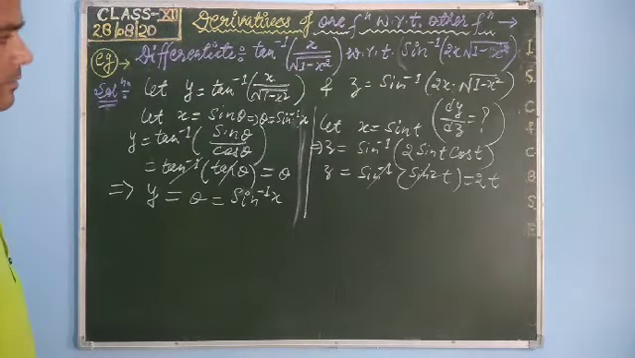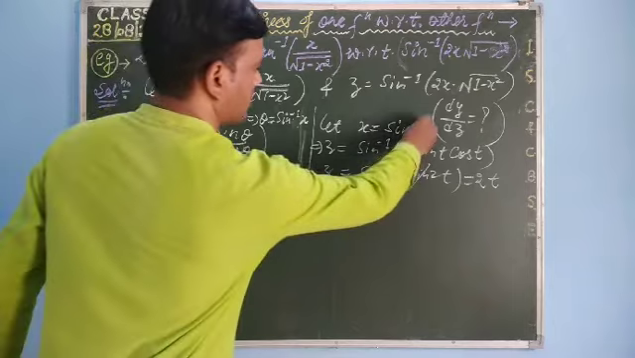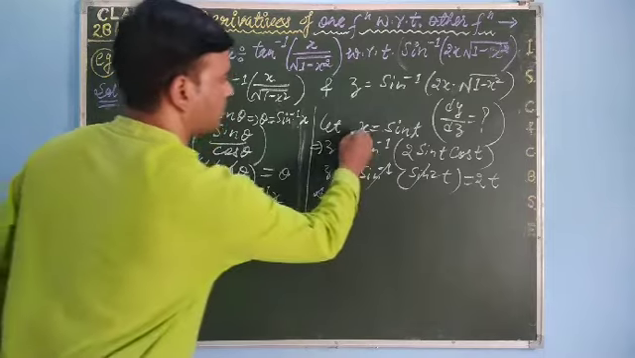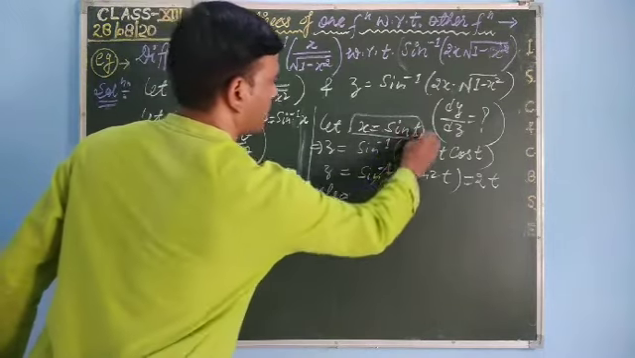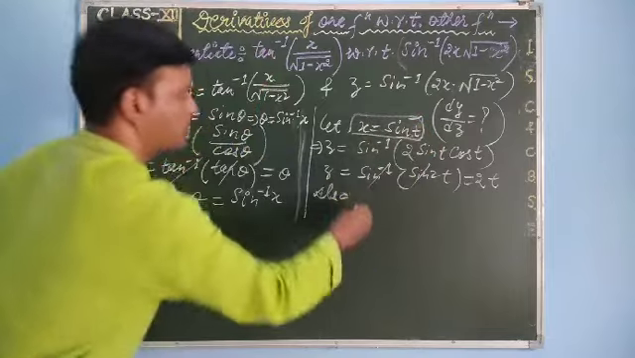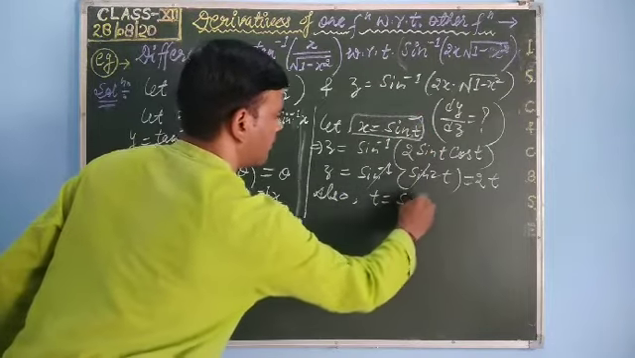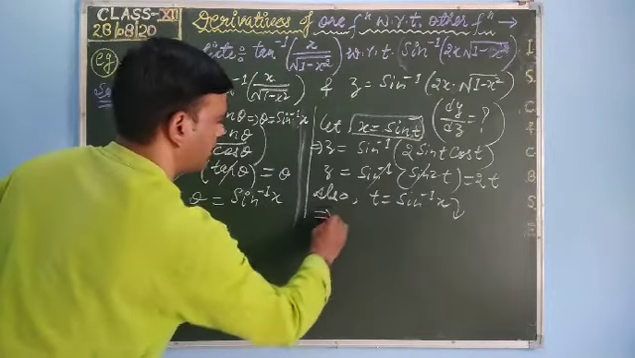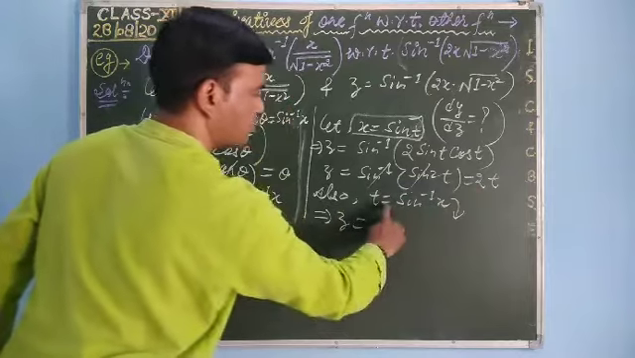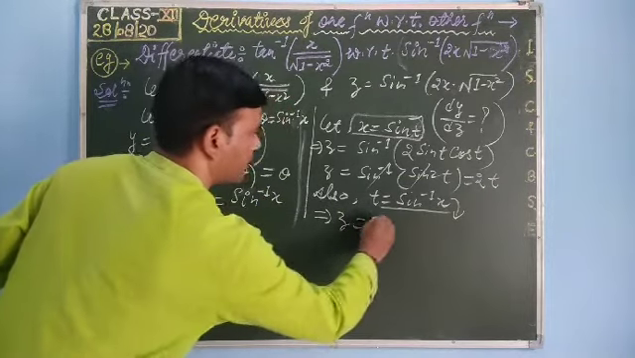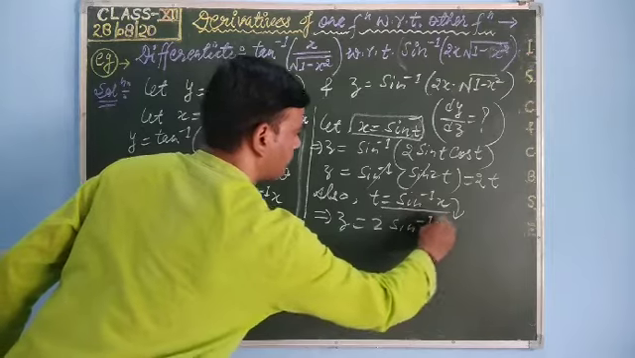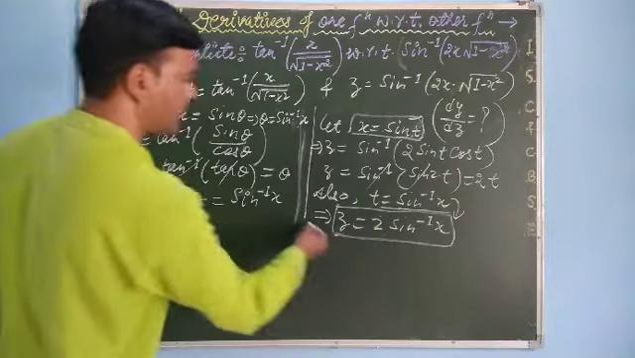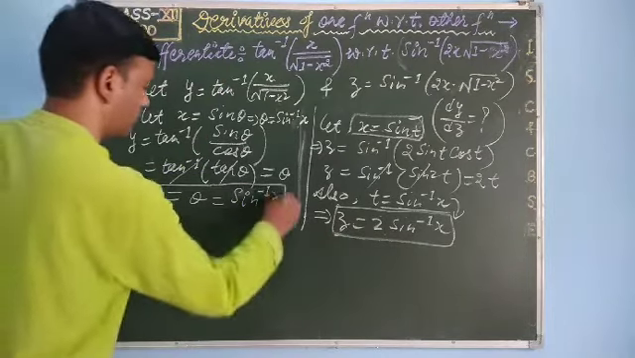Now see here, if you replace t, from this point t will be equal to sine inverse x. Using this here, we get z is equal to 2t, means in place of t we put this value. So we get 2 sine inverse x. This is z. Now we have obtained the simplest form of z and the simplest form of y.